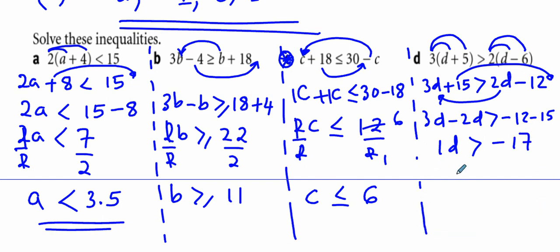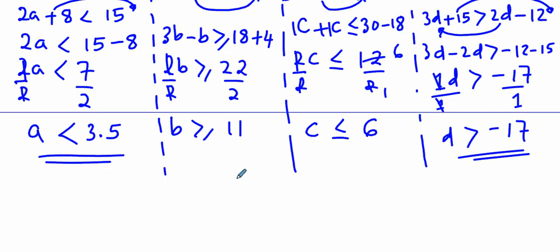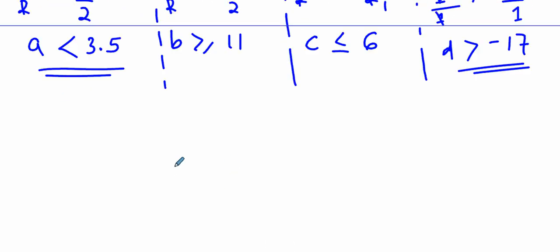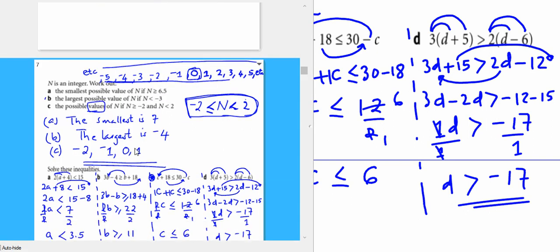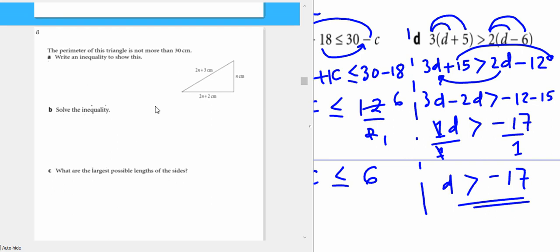So this ends here, because when you divide by 1 on both sides, you still remain with d is greater than negative 27. So here we stop. I hope that helps, so you can pause the video and start taking some notes. Otherwise, let us move on.